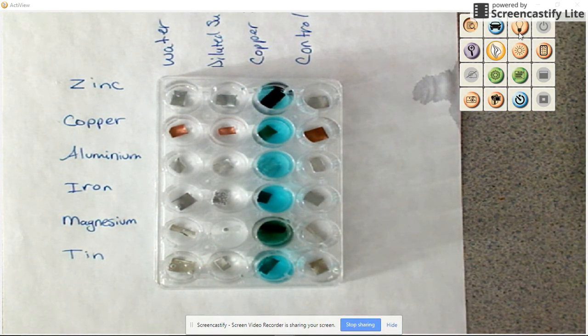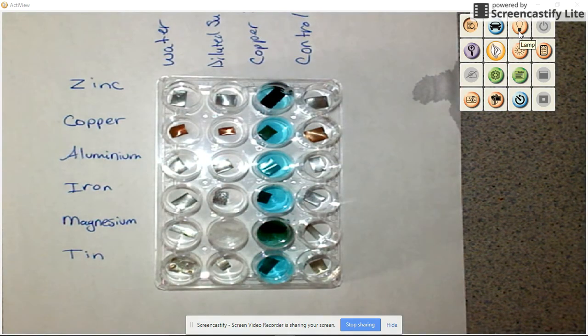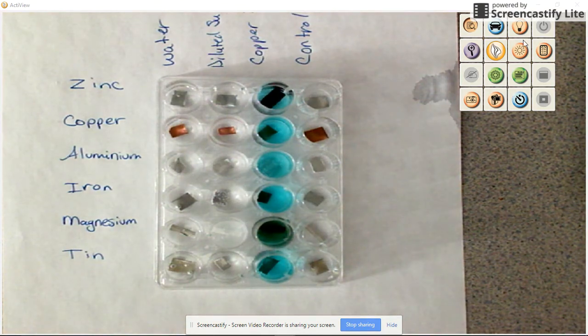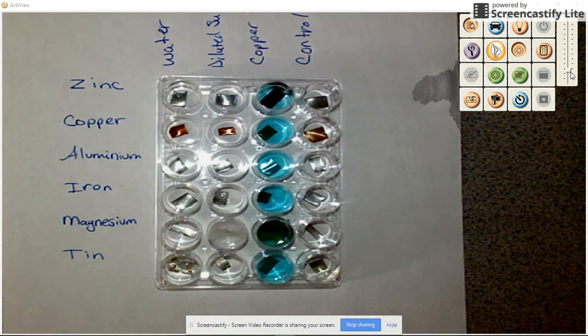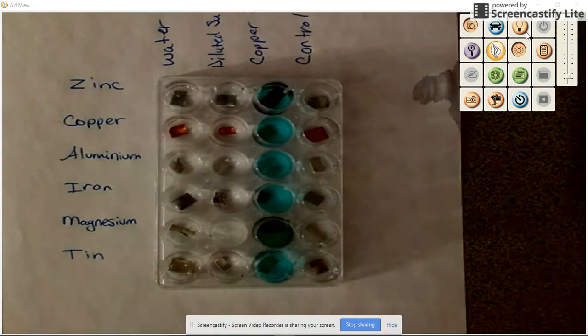I'm going to see if I can turn on a light here. See if that helps us see anything. Not so much. We'll turn that off. Get a little less bright. No, all we got is glare.